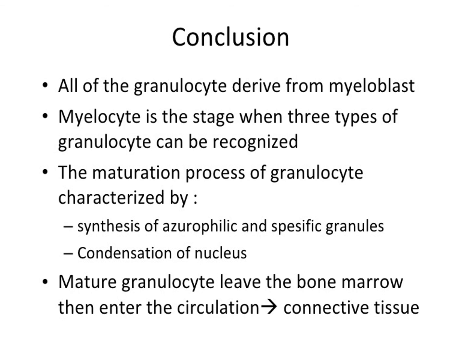So what is the conclusion? All of the granulocytes derive from the myeloblast. Myelocyte is the stage when the three types of granulocytes can be recognized. The maturation process of granulocytes is characterized by the synthesis of the azurophilic and specific granules and the condensation of the nucleus. Mature granulocytes leave the bone marrow and enter the circulation.